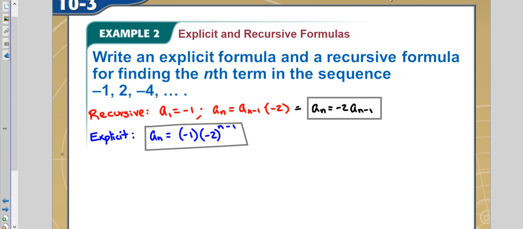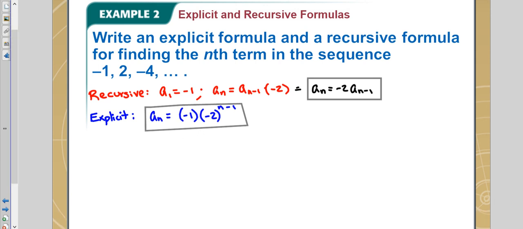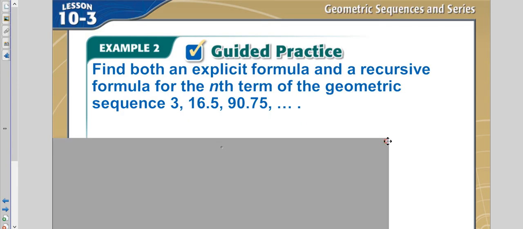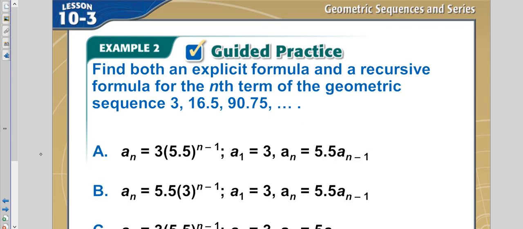So you could leave it like this. There actually, now I think about it, there actually is one way we could simplify that. We could just say that a sub n equals negative, and then do the -2 to the power of n minus 1. That actually would be a more simple way of writing our answer there. So now you can go ahead and see what you come up with for this problem.